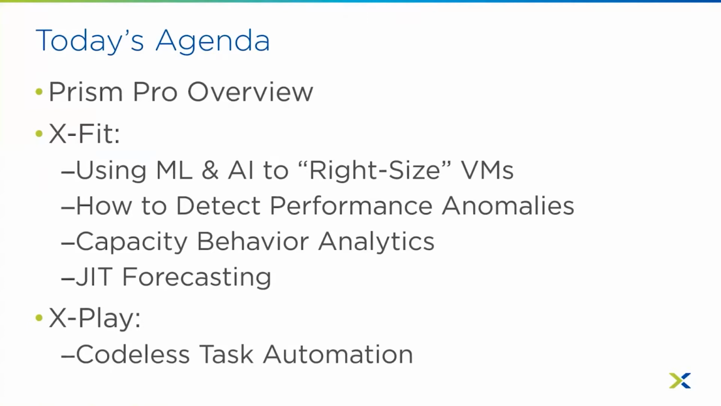I won't get into too many details here, because I'll be doing a deeper dive on the upcoming slides. But in short, CrossFit is an existing technology already within Prism Pro today, and it leverages machine learning and artificial intelligence to help us make intelligent decisions, detect performance anomalies, and do other features such as just-in-time forecasting. Crossplay, you can think of as codeless task automation. If you're familiar with the "if this then that" type of technology, that's what we'll be covering with the use of Playbooks a little later in the webinar.